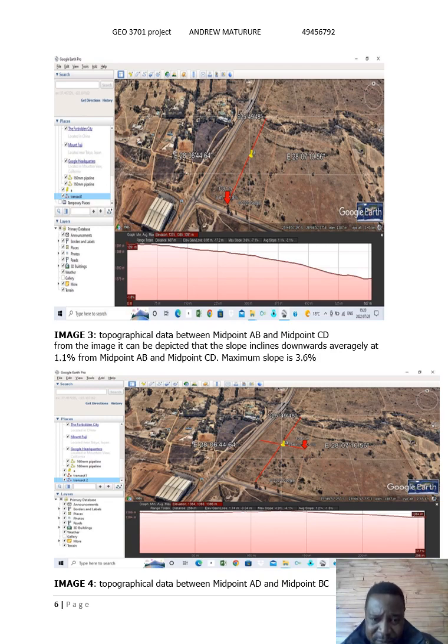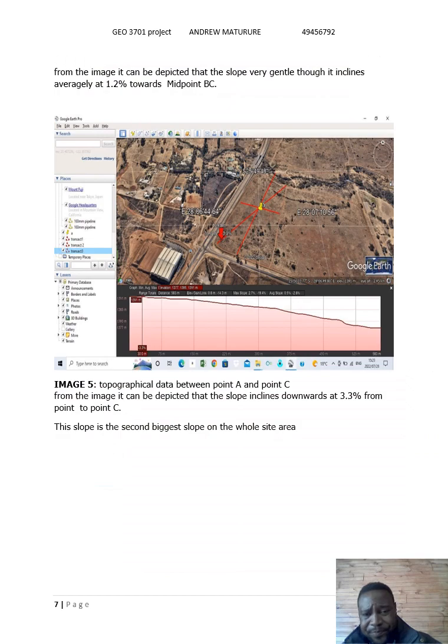Then again here we have the profiling of the midpoint AD to the midpoint BC. We can see the ground here is basically gentle, with a moderate slope towards this line BC. Let us move on to slide number 8. On slide number 8, we are still doing profiling.